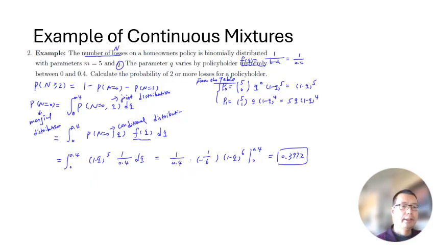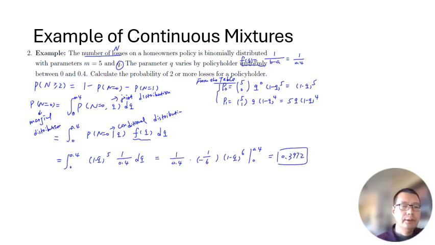Now let's look at a more concrete example. The number of losses on a homeowner policy is binomially distributed with parameter m equal to 5 and q. The parameter q varies by policyholder uniformly between 0 and 0.4. Calculate the probability of 2 or more losses for a policyholder.